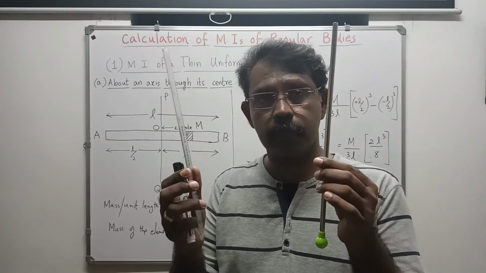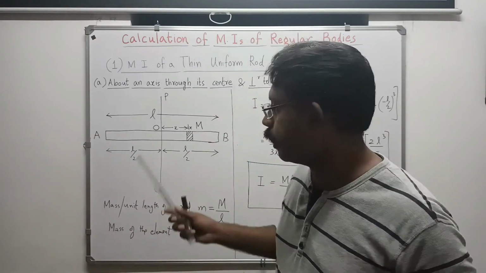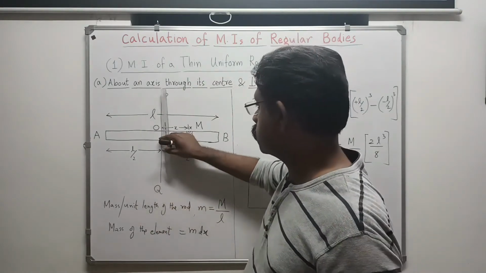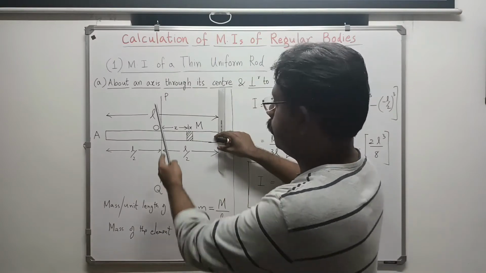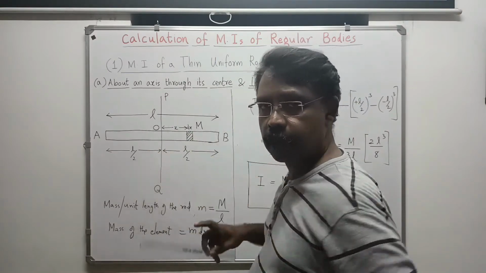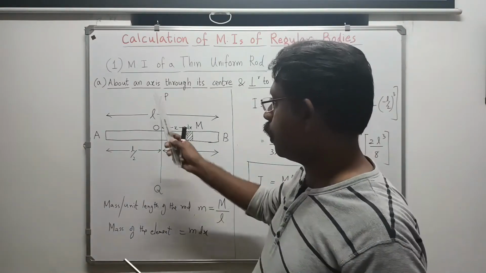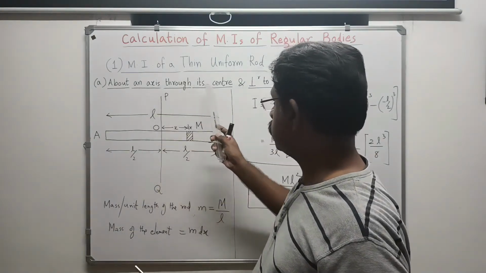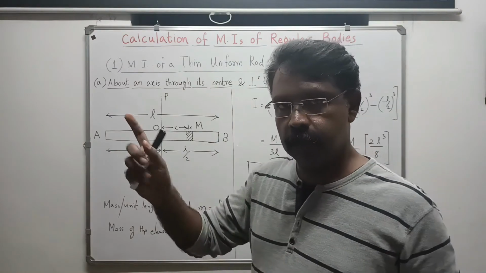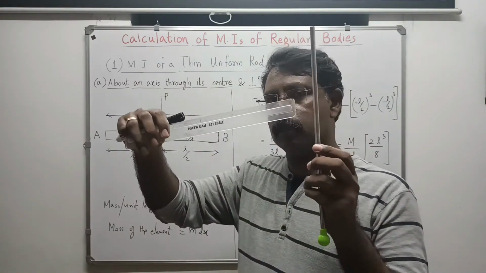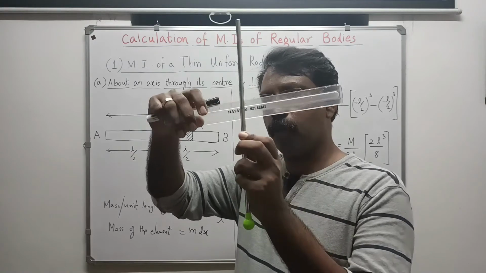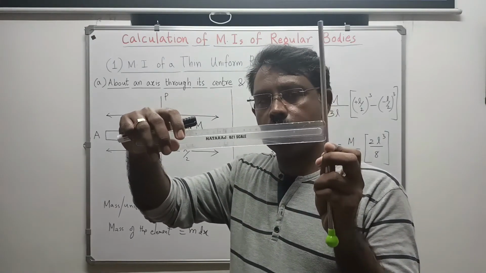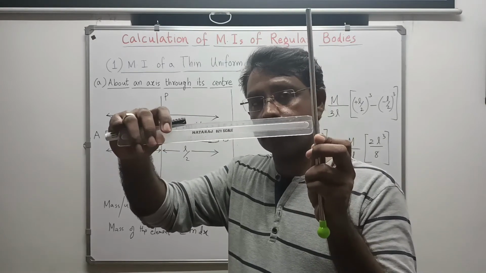Using that principle of parallel axis, I can calculate the moment of inertia of this body if I am considering another axis passing through the end. So we are going to discuss that next. What will be the moment of inertia of the same rod about an axis passing through the end, perpendicular to the rod but passing through the end? This we have already found out. Next one will be the moment of inertia of this scale about this axis which is passing through the end.